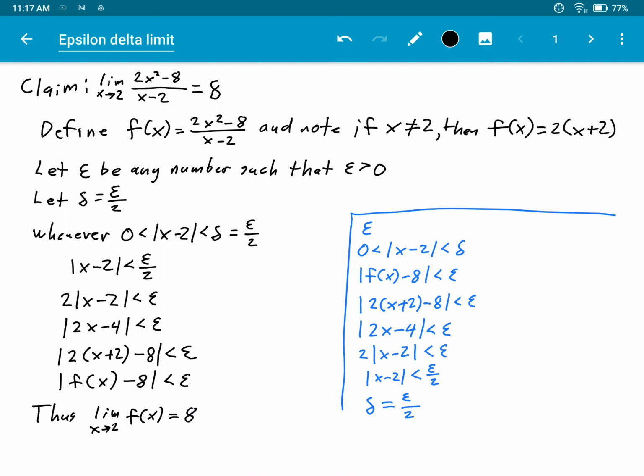So no matter what epsilon you pick, if you just cut that epsilon in half for this particular function, that delta will give you a value that works. And so our limit as x approaches 2 of f of x, where f of x is 2x squared minus 8 over x minus 2, is equal to 8. And that is the proof.